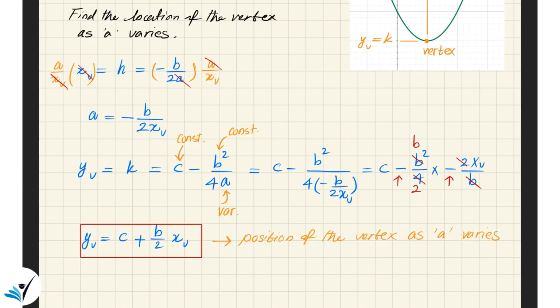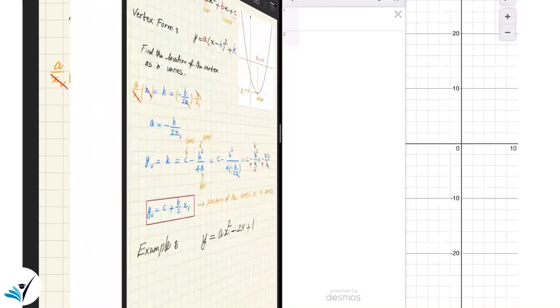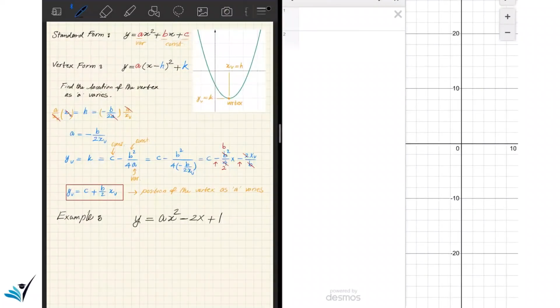Let's take a look at an example in Desmos to see if this equation actually works. Our example is y is equal to ax squared minus 2x plus 1. And the reason that I wrote a as a parameter is that a here is a variable and we wanted to basically explore the effect of changing a in the shape of the parabola. So a is a variable, and as you can see, b is negative 2 and c is equal to 1.